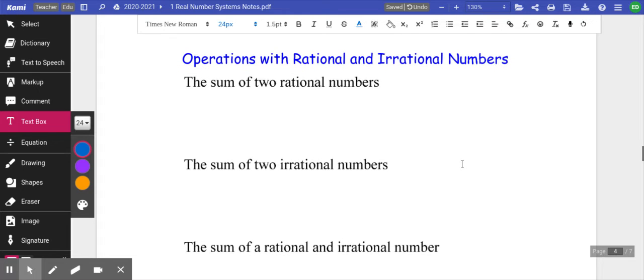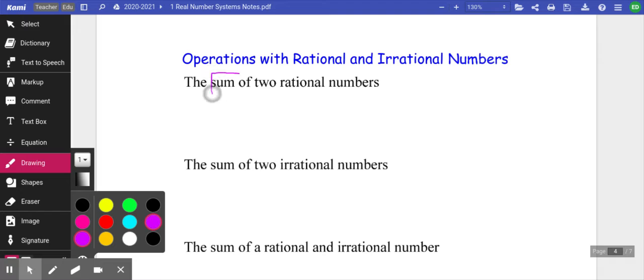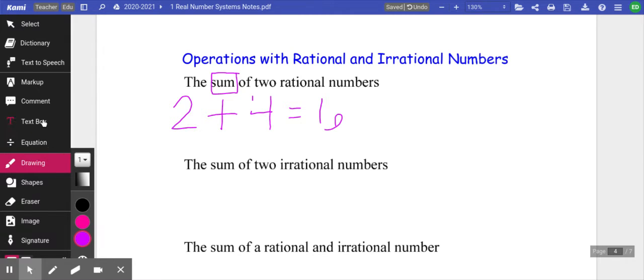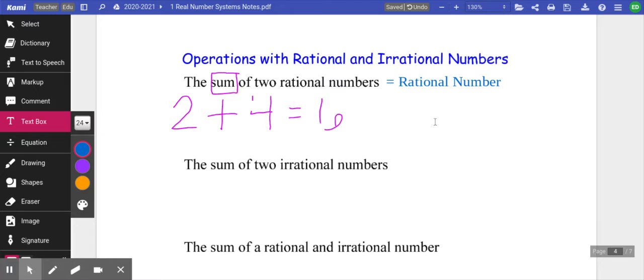The second piece of this is operations with rational and irrational numbers, adding them, multiplying them. What kind of answer would we get? For this one, the sum, that means add. So we're adding two rational numbers. If I take the number 2, which is rational, and the number 4, and I add them together, I get 6, which is a rational number. I'm just showing you one example, but anytime we add two rational numbers, we will always get a rational number back. That's always going to stay true.